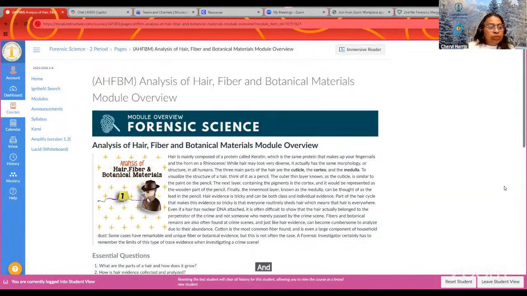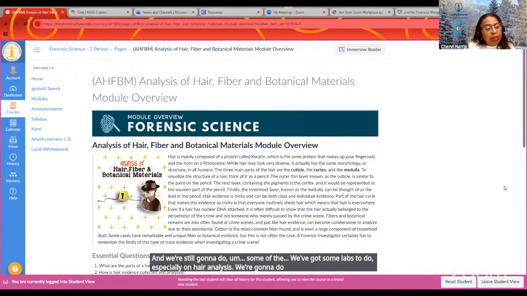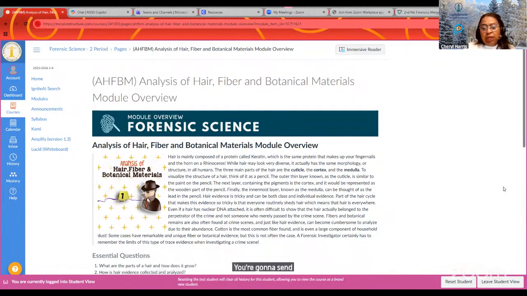And we're still going to do some of the labs. We've got some labs to do, especially on hair analysis. We're going to do fingerprinting. And actually, when we get to that, I'm going to ask you to do your fingerprint. I'm going to show you how to do that, and then you're going to send me a copy of that activity. So we've got a lot of activity things to do this semester.